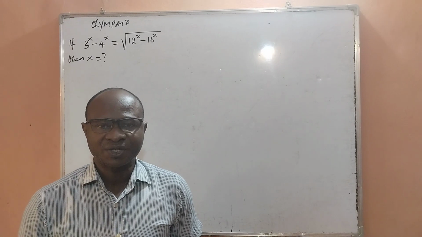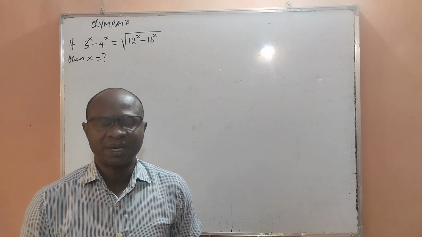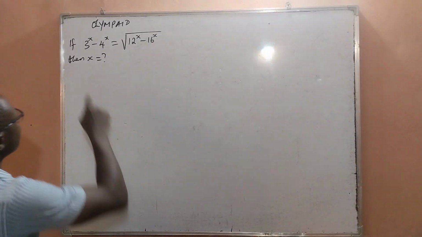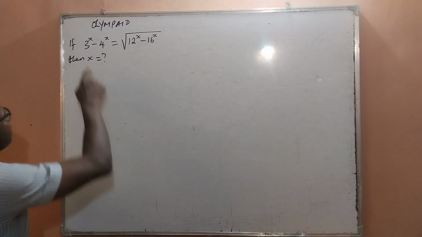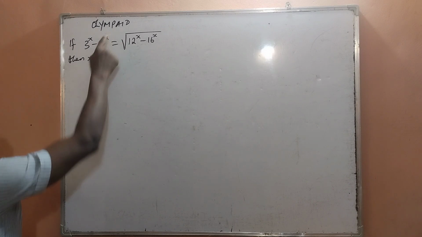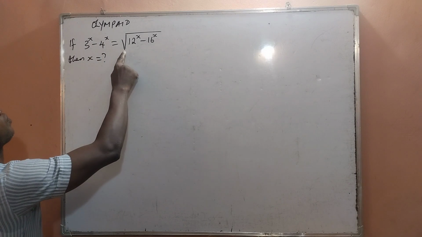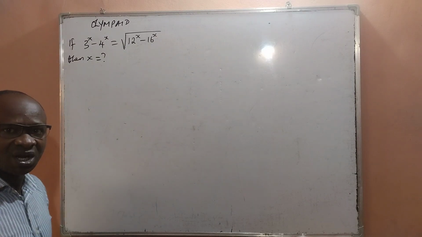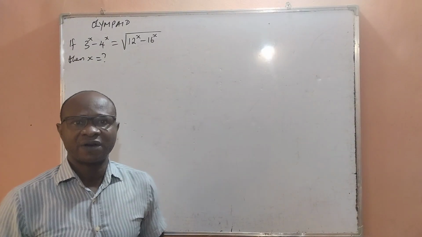In today's math class, we are going to solve an Olympiad mathematics question with radicals. Let us dive in. Given on the board is: if 3 raised to the power x minus 4 raised to the power x is equal to the square root of 12 to the power of x minus 16 to the power of x, then we are expected to find the value of x.